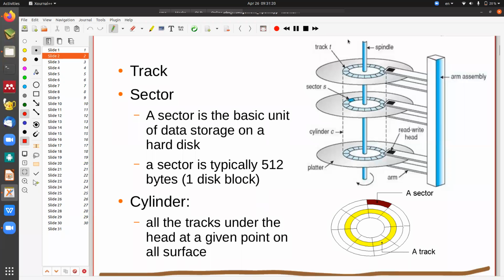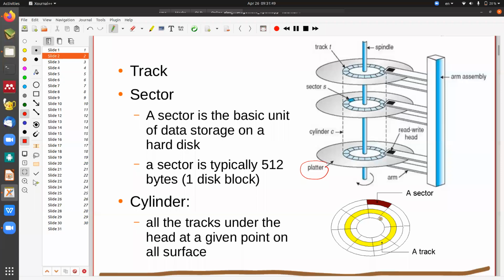Same thing here. Think of this as my whole hard disk. The hard disk consists of this kind of disks, and each disk is called a platter. Each platter has two surfaces, one upper surface and one lower surface. If you consider here, there are 3 disks present in a single hard disk, which means 6 surfaces are present here. Understood? And each surface looks like this.